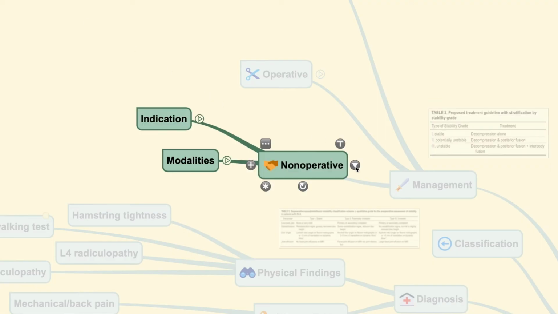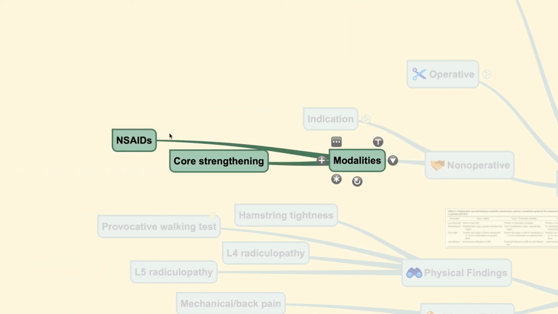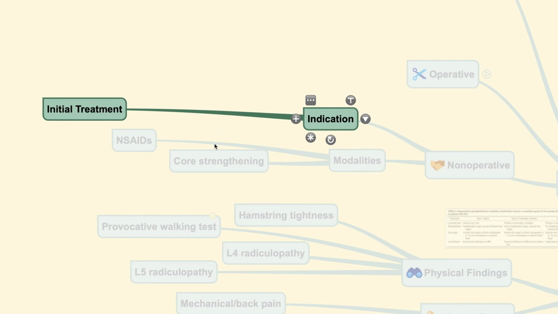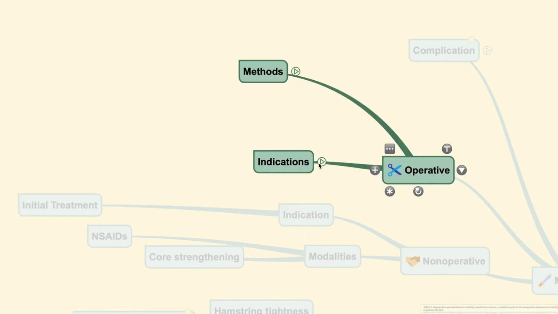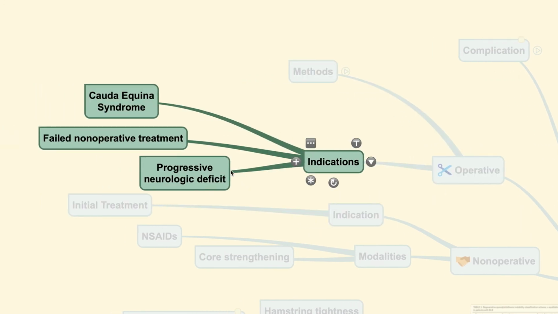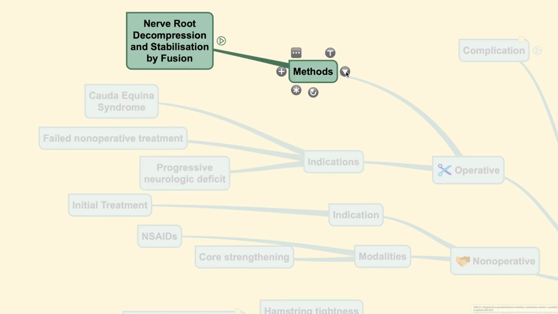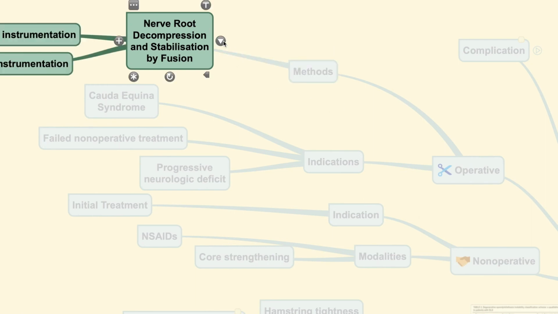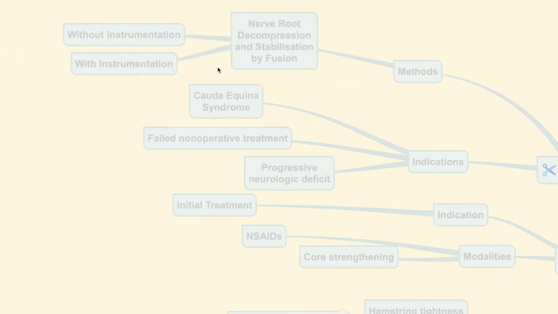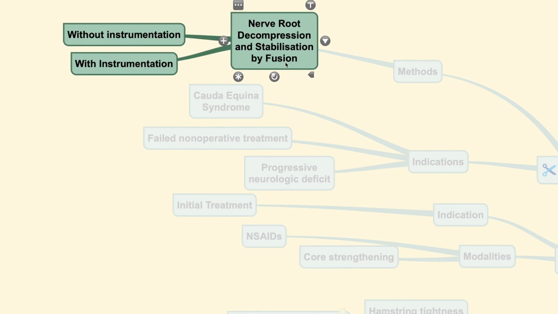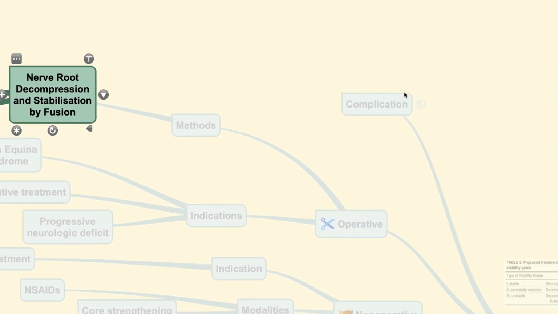Well, the non-operative treatment for the degenerative type of spondylolisthesis is mostly the same, which includes NSAIDs or core strengthening and should be used as an initial treatment, but the operative ones are indicated only in certain cases where non-operative modalities have failed and there is progressive neurologic deficit along with a cauda equina syndrome. There are various methods of performing this surgery, but most of them will include nerve root decompression with or without stabilization through fusion, and the fusion itself could also be performed with or without instrumentation.